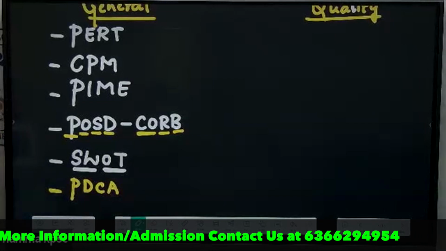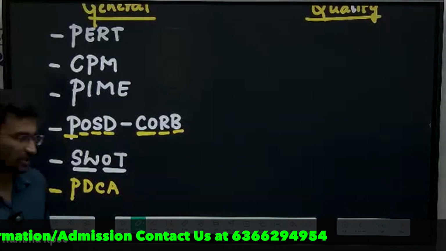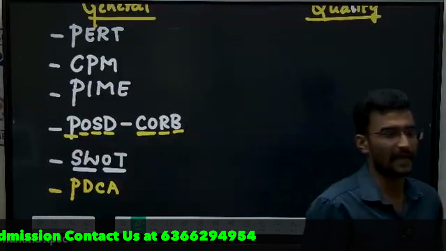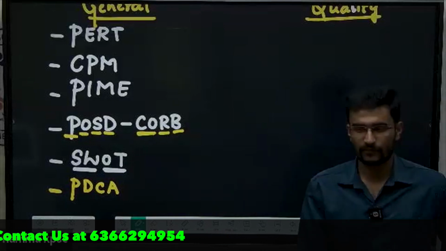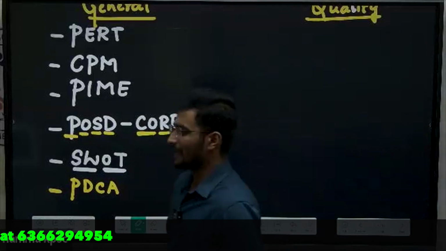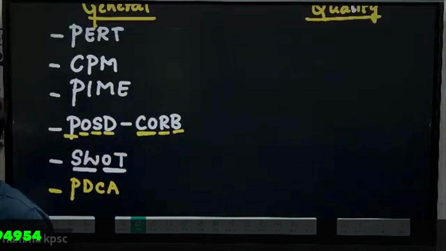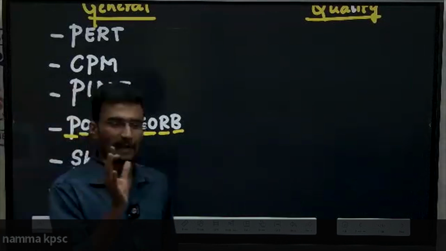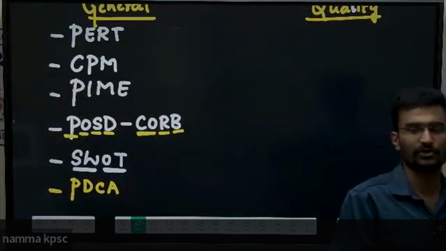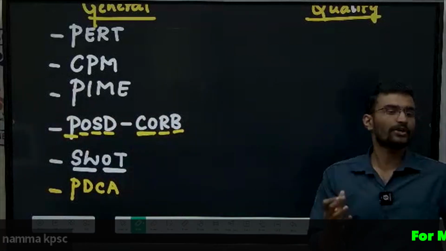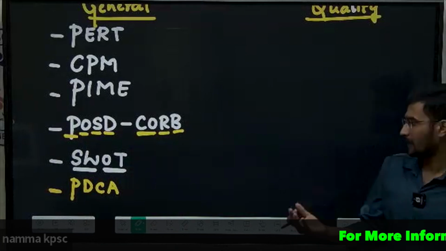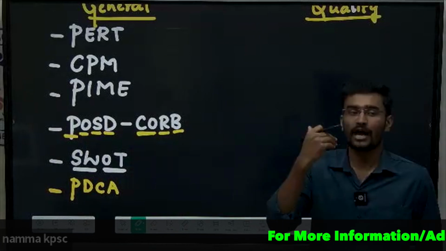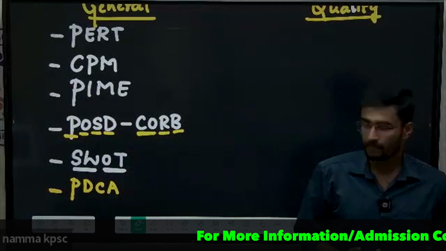the PDCA cycle. P is plan, that is nothing but planning. D is doing. C is checking. And the last one, A, is appraisal or assessment.